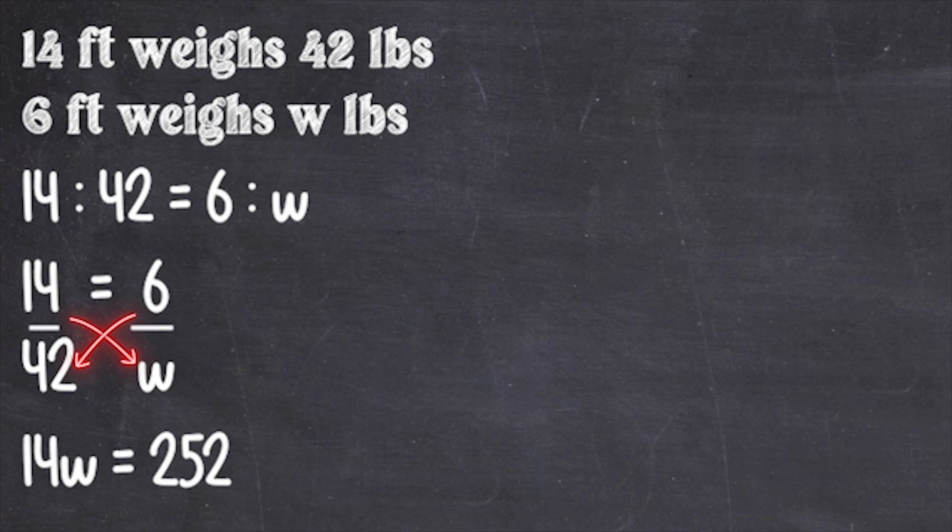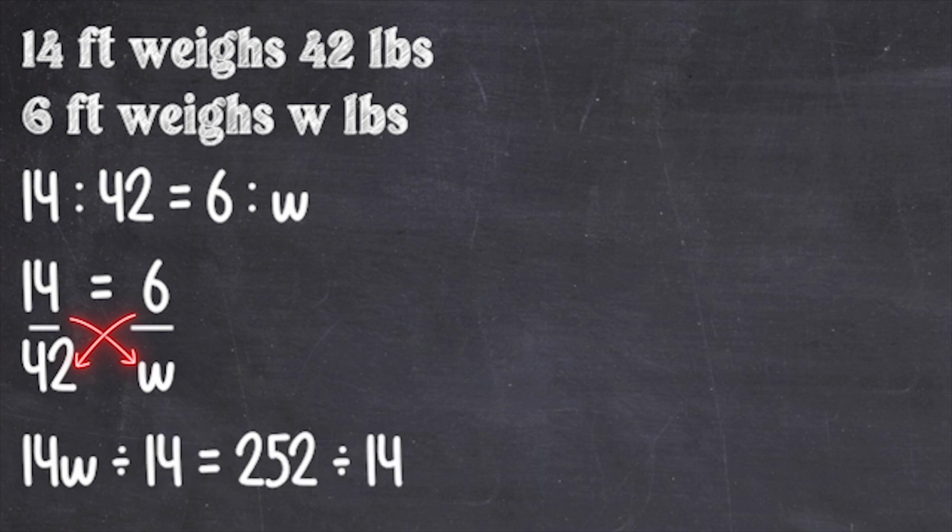To do this, we have to get rid of the 14 on the left side, so let's divide by 14 on both sides of the equation. On the right side, 252 divided by 14 would give us 18. On the left, we are left with just w. So, the value of the unknown quantity w is 18. The proportion can now be written as 14 to 42 equals 6 to 18. That means that 6 feet of the beam weighs 18 pounds.